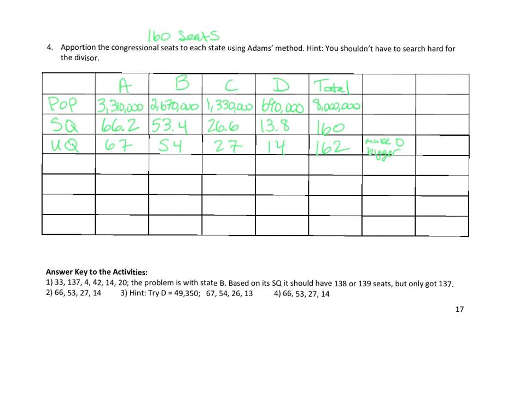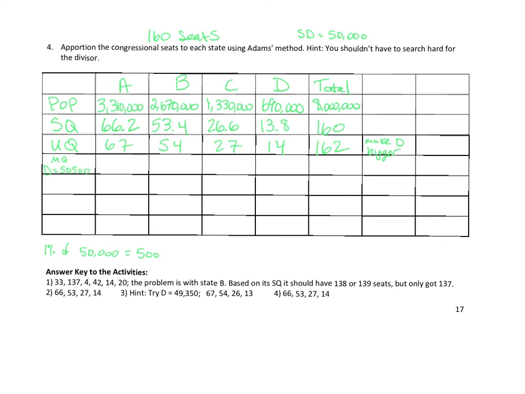So we have to get some modified quotas using a D that is a little bit bigger than the standard divisor, which was 50,000. The rule of thumb is to change by about 0.5% for each seat you are off. We're off by 2 seats here, 2 too many. So 1% of 50,000 we already figured out was 500. I'm going to go up by 500 because I need to make D bigger by that amount. So we'll go to 50,500 and see what happens.